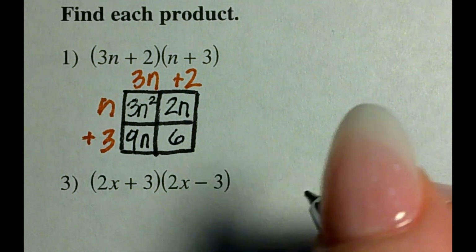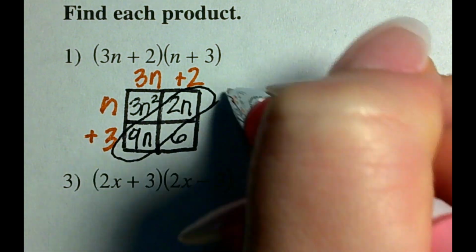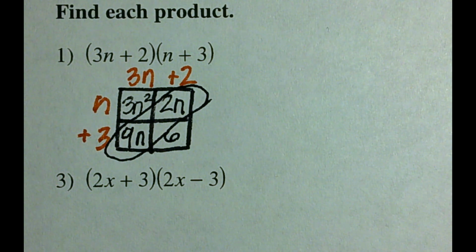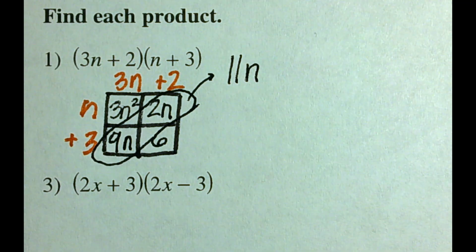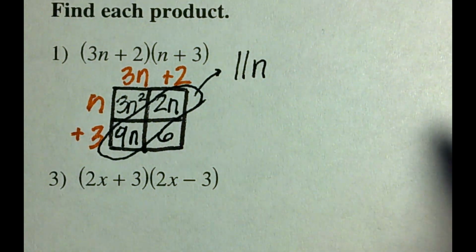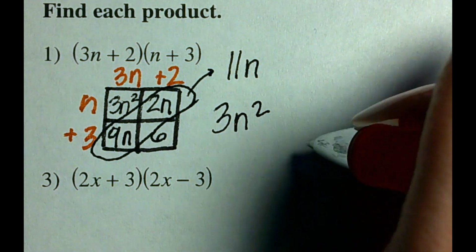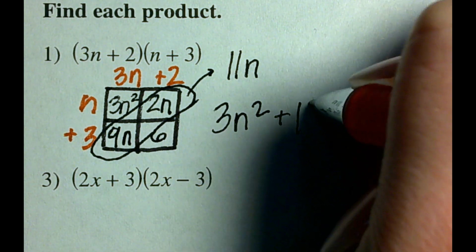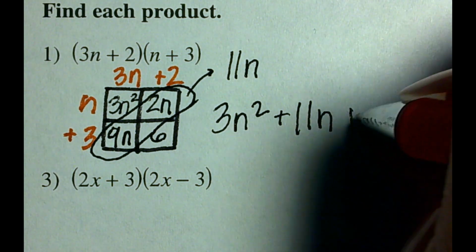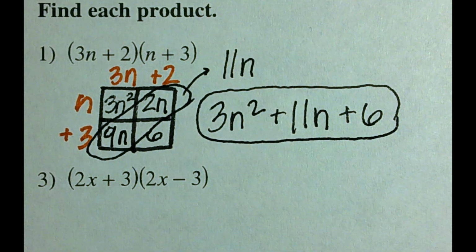Okay, and we're going to circle the middle ones, 2n and 9n. We're going to add them. What's 2n plus 9n? 11n. Now, what's our final answer going to be? 3n to the second power plus 11n plus 6. So you can do it different ways to get that answer.